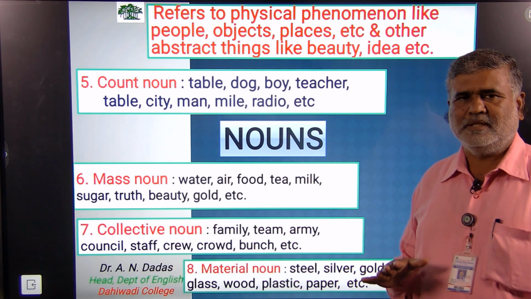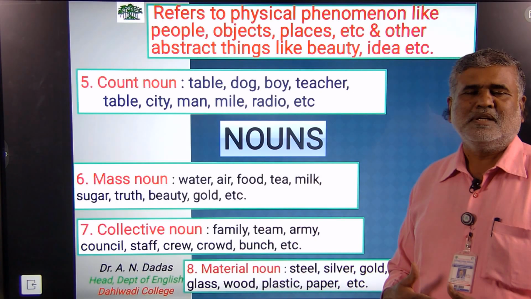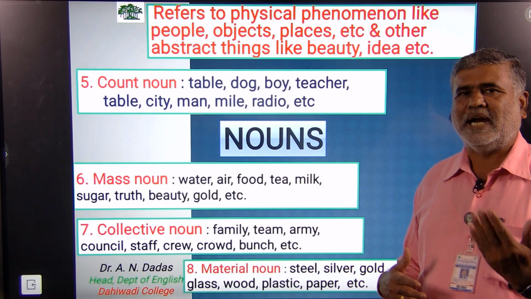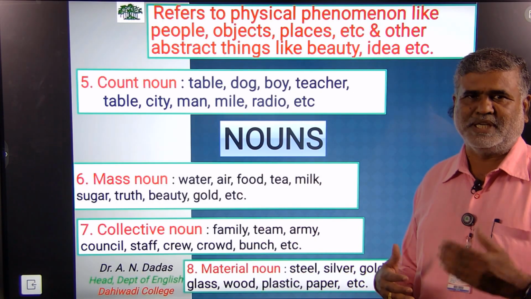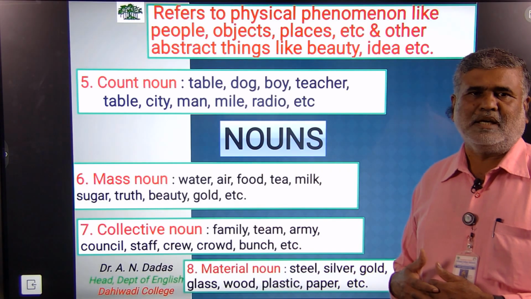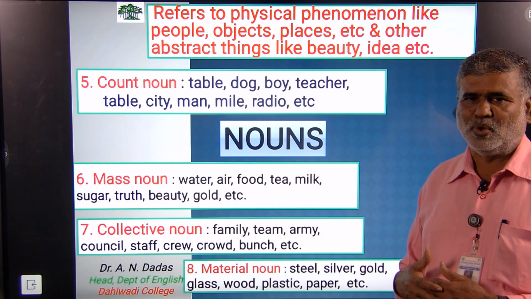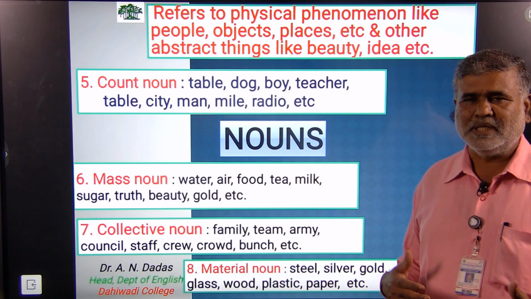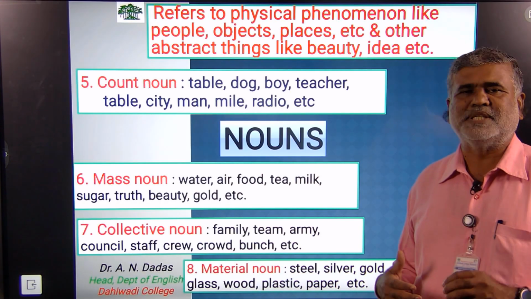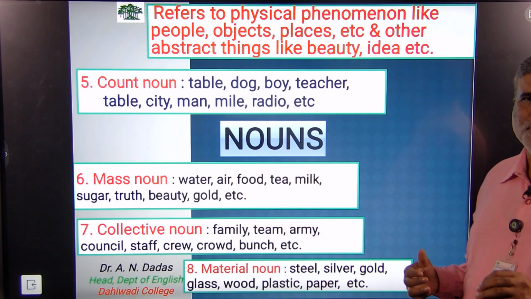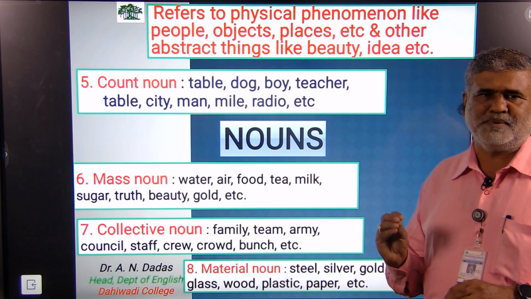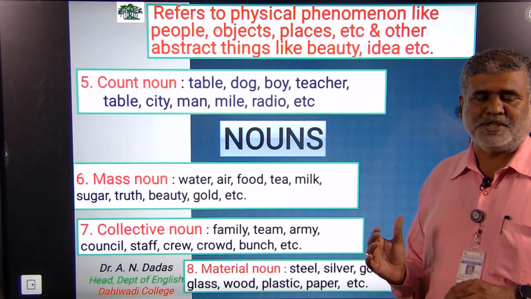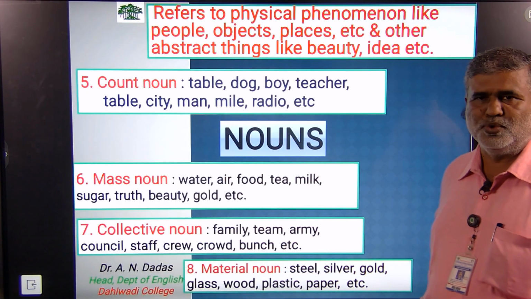Here you will find some nouns are found in both categories. For example, in mass noun we have gold, and even in material noun we also have gold. It is the speciality of that one. So you may consider it as per the context where that word is used.